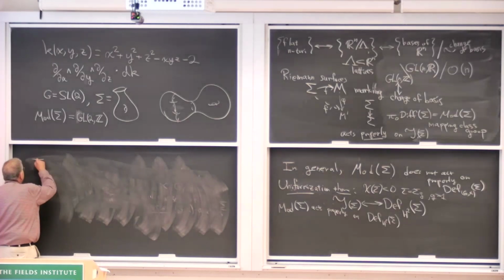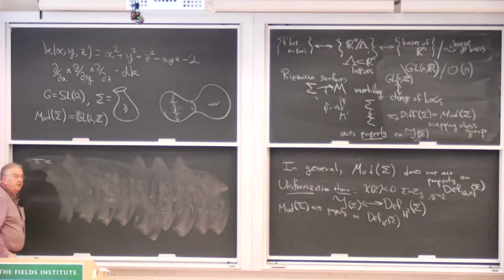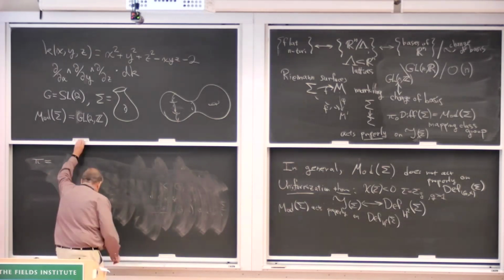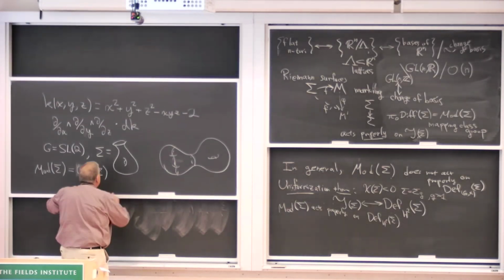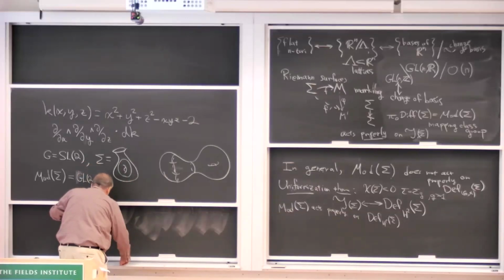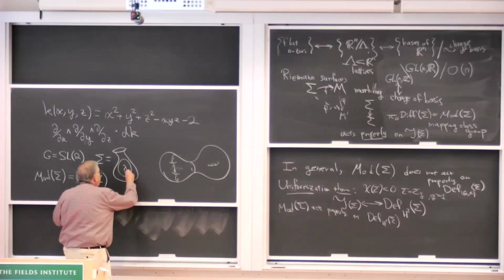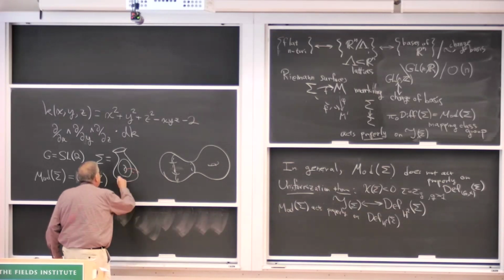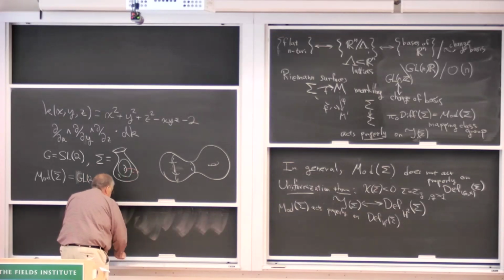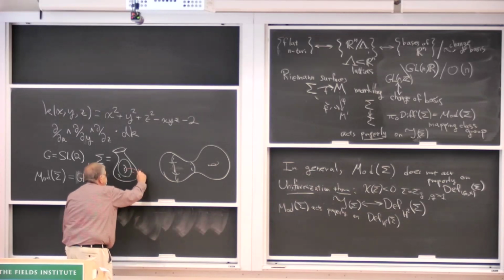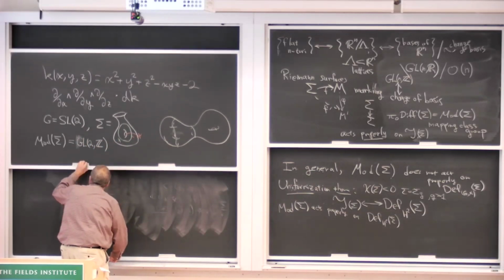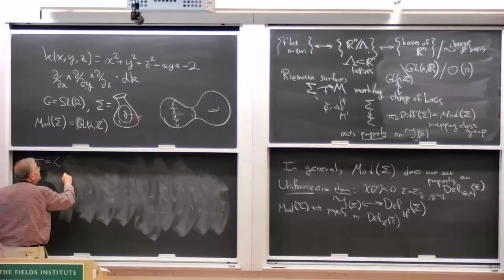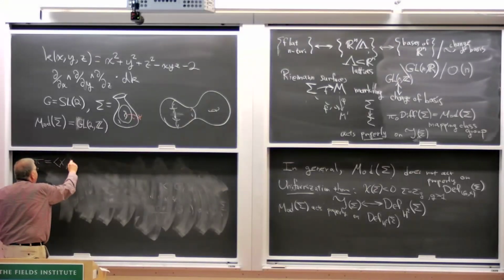Okay, so what is the fundamental group of the one-hole torus? So we have two simple closed curves. We call them X and Y. And the fundamental group is the two-generator free group generated by X and Y.